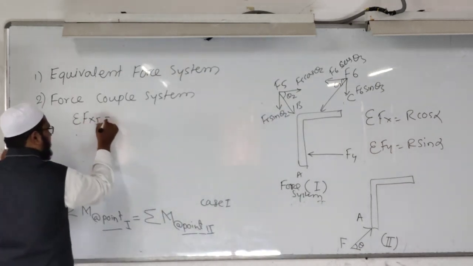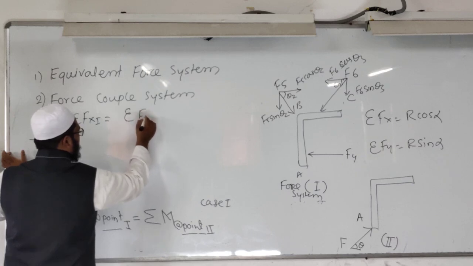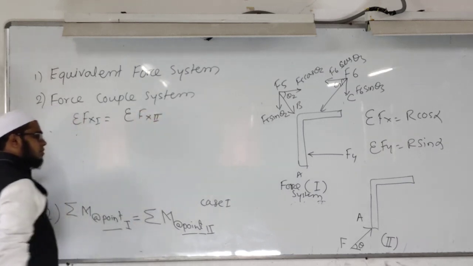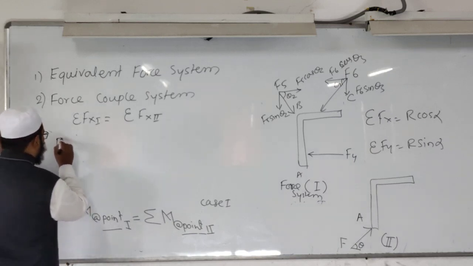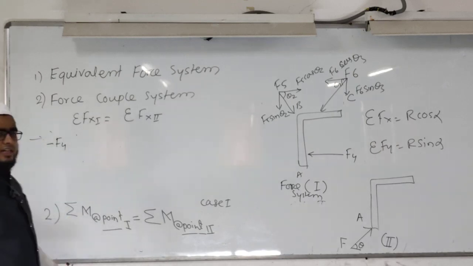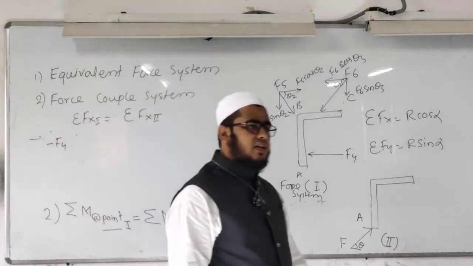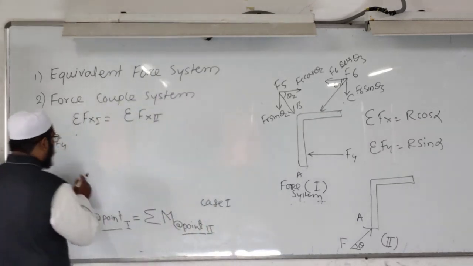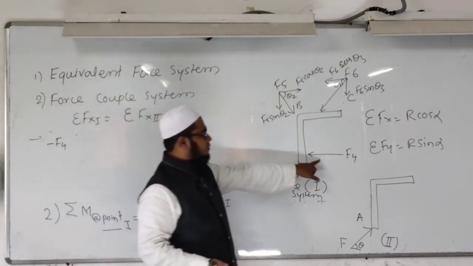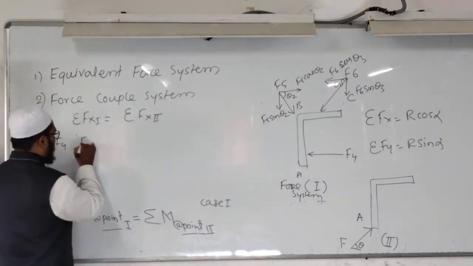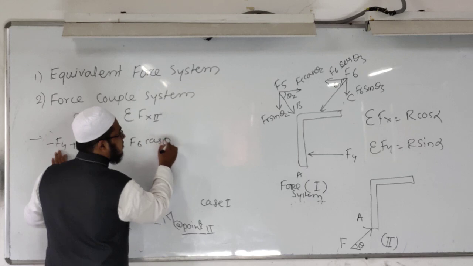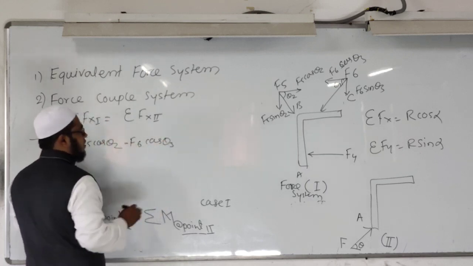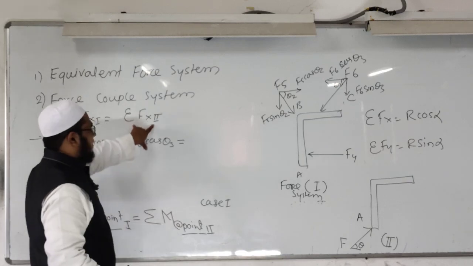What is my condition of equivalent force system? Summation of Fx of first force system is equal to summation of Fx of second force system. In summation Fx of first, F4 is acting towards left. We know the sign convention: rightward is positive, leftward is negative, upward is positive, downward is negative. So F4 is leftward here, that's why it is negative. Then F phi u cos theta 2, it is rightward, positive. F6 cos theta 3, it is also leftward, negative, equal to summation Fx of second force system.